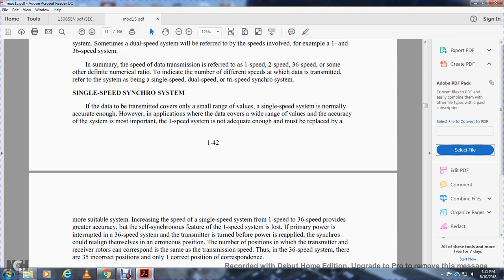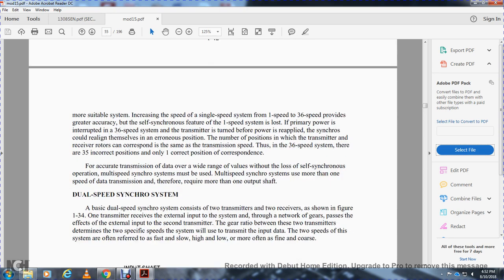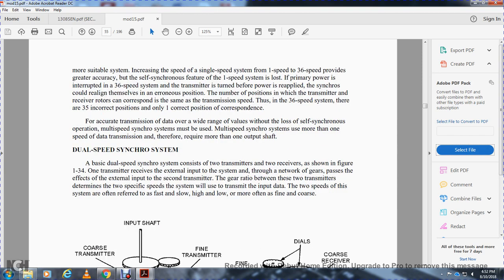Going from one speed to 36 speed provides greater accuracy, but the self-synchronizing feature of the one-speed system is lost. If the primary power is interrupted in the 36-speed system, the synchro systems realign themselves on restoration of power, but there are 36 possible positions in which the transmitter and receiver can report as corresponding: 35 incorrect positions and only one correct position. For accurate transmission of data over a wide range of values without loss of synchronizing, multi-speed synchro systems must be used. Multi-speed synchros use more than one speed of data transmission, and therefore they require more than one output shaft.